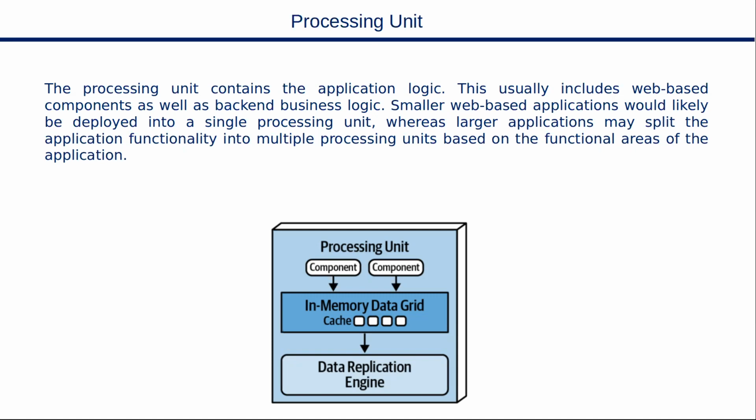A smaller web-based application would likely be deployed into a single processing unit, so it can be one deployment unit, whereas a larger application may split the application functionality into multiple processing units based on the functional areas of the application. So both of them are valid. It depends on how big the application is. We can see here we have a component in the processing unit. They work with an in-memory data grid cache and a data replication engine that will replicate data across different processing units.